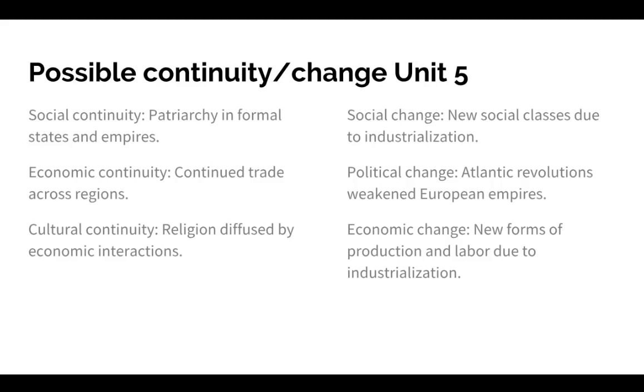Patriarchy is going to continue in this unit, although it begins to be challenged by the feminist movement. But I would say it's not till Unit 6 that there's something really we could say as a change for that. Trade continues. Religion continues to be diffused. And then I've got the new social classes due to industrialization, the Atlantic revolutions, and the new forms of production and labor for the Industrial Revolution.